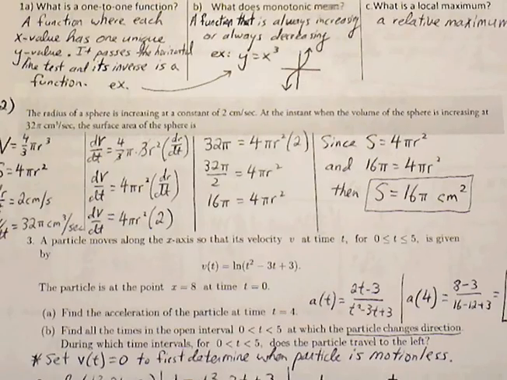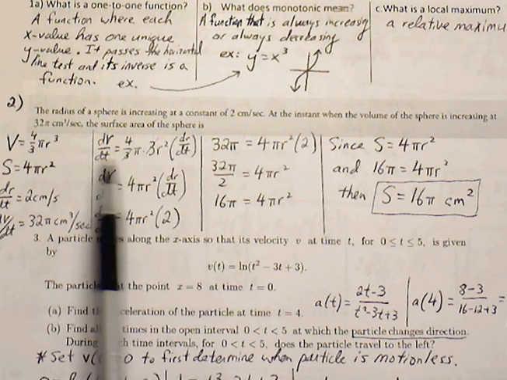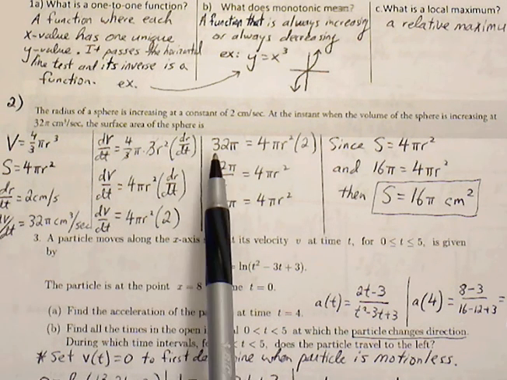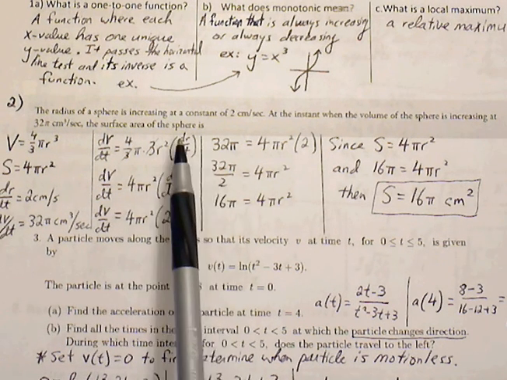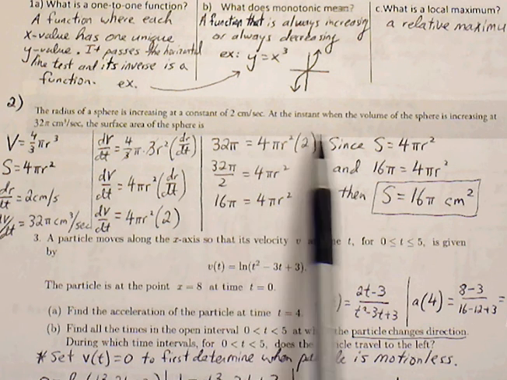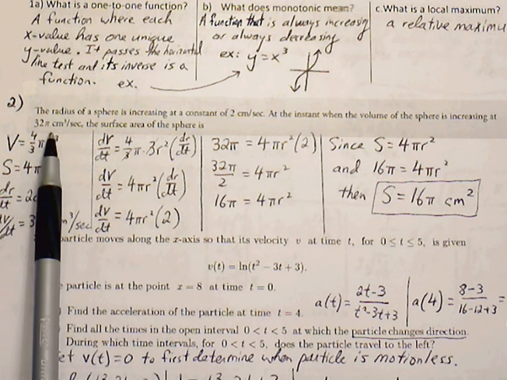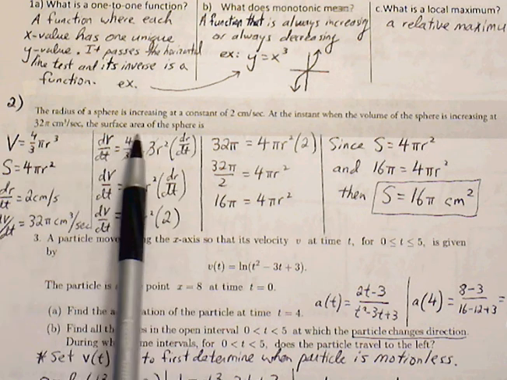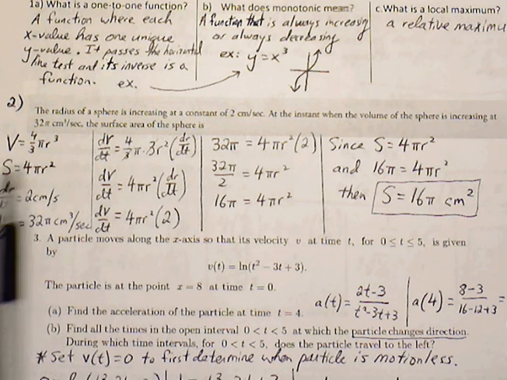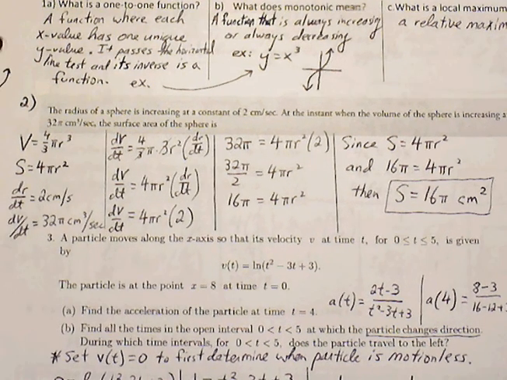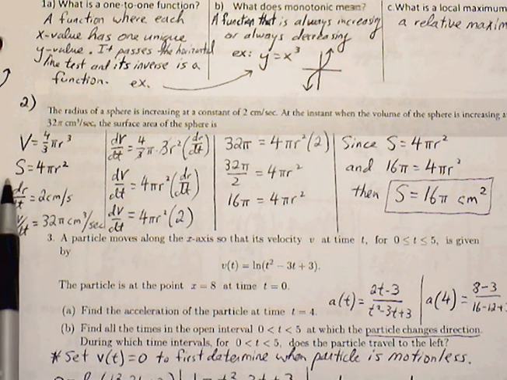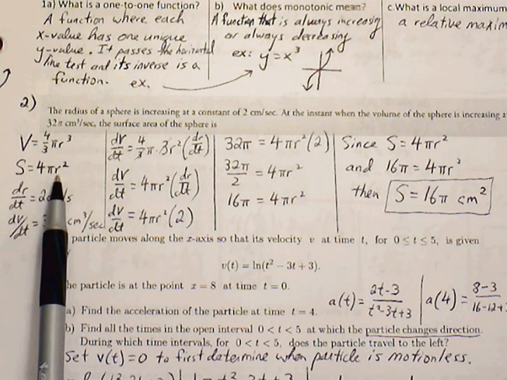Okay. Number 2, radius of a sphere is increasing at a constant rate of 2 centimeters per second. At the instant when the volume of the sphere is increasing at 32 pi cubic centimeters per second, the surface area of the sphere is... Okay, so let's list out information that we know. We know the formula for volume. We know surface area is 4 pi r squared.